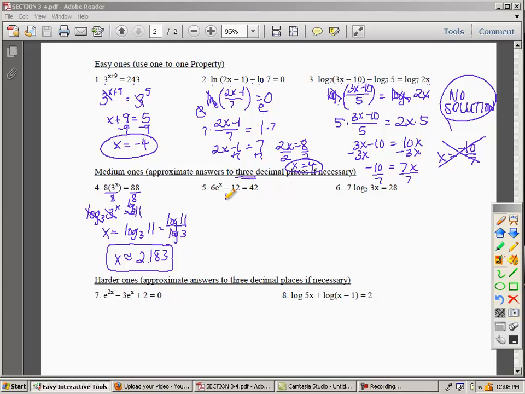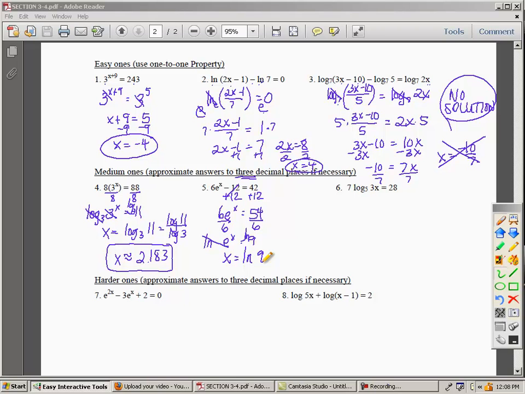Okay, let me take 5. We're going to add 12 to both sides first. 6e to the x equals 54. When I divide by 6, I get that e to the x is 9. And because it's a base e, this is an easy one. I'm going to natural log both sides. So x is the same thing as the natural log of 9.